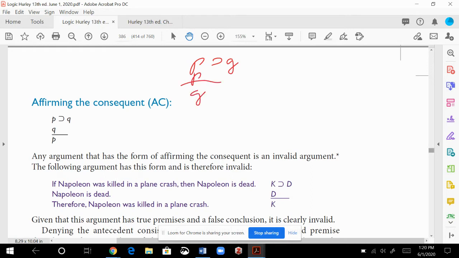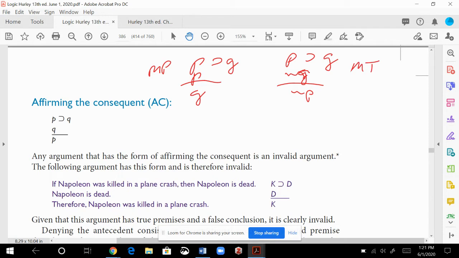Affirming the consequent. So remember, for review, which one was this one? We just covered it up above. It was valid. If we have P, then we have Q. We have P, therefore we have Q. This was a modus ponens. What about this one? We have if P then Q, we have not Q, therefore we have not P. That's modus tollens. This one looks familiar, right?